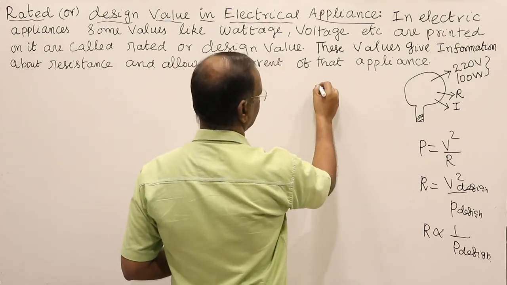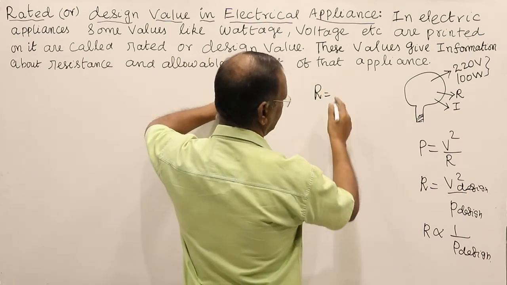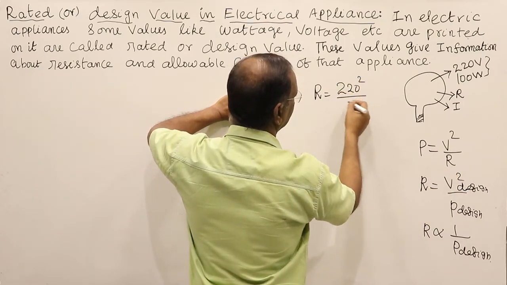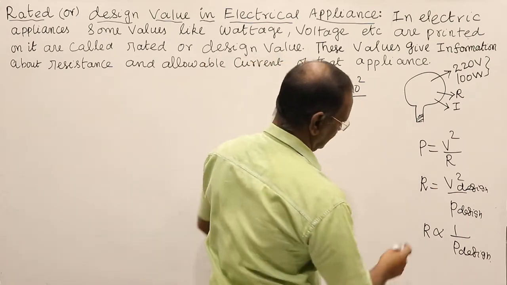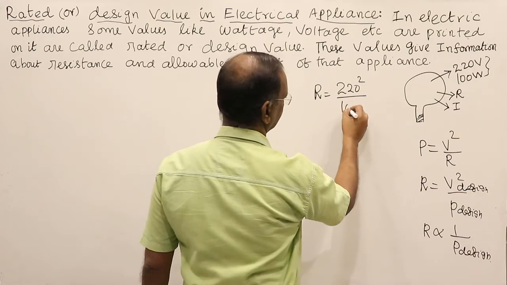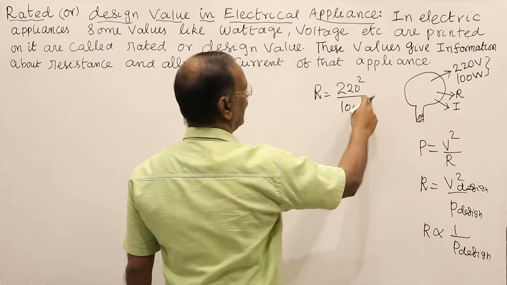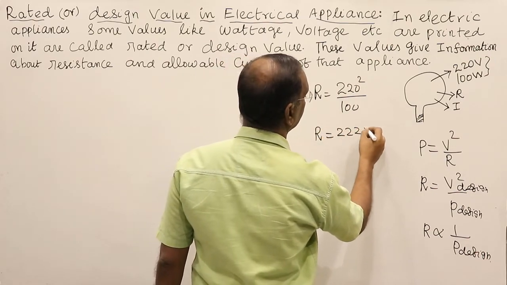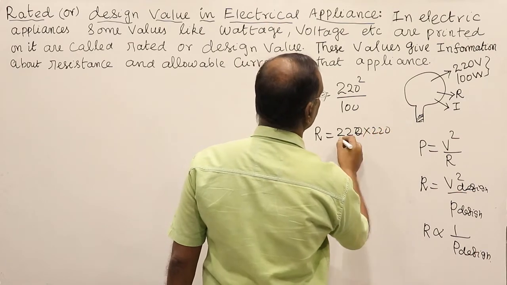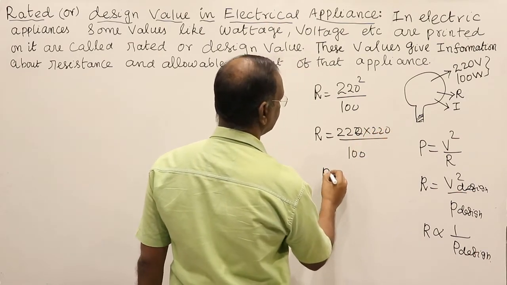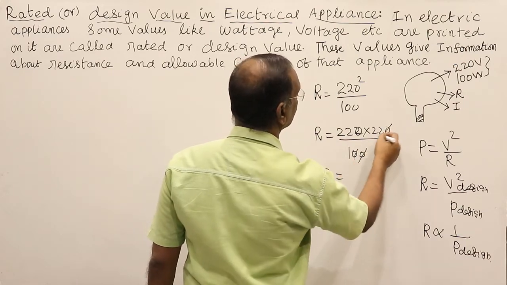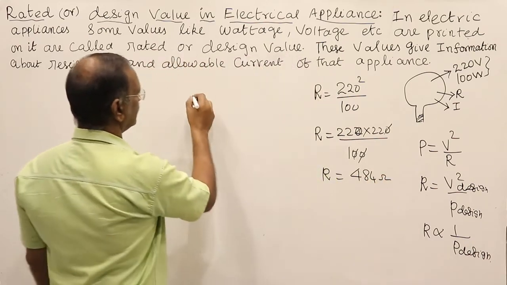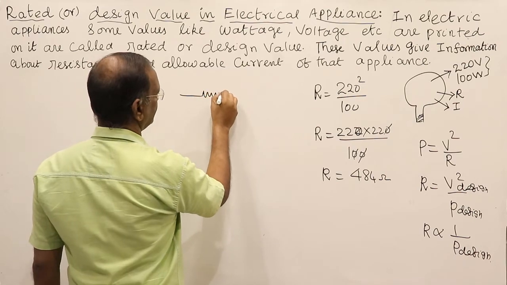Now let us find out the resistance of the bulb. Resistance of the bulb is equal to V design square divided by P design, that is 220 square divided by 100, because 100 watt is the power and 220 is the voltage. So resistance of the bulb is equal to 220 into 220 divided by 100, which is equal to 484 ohm.